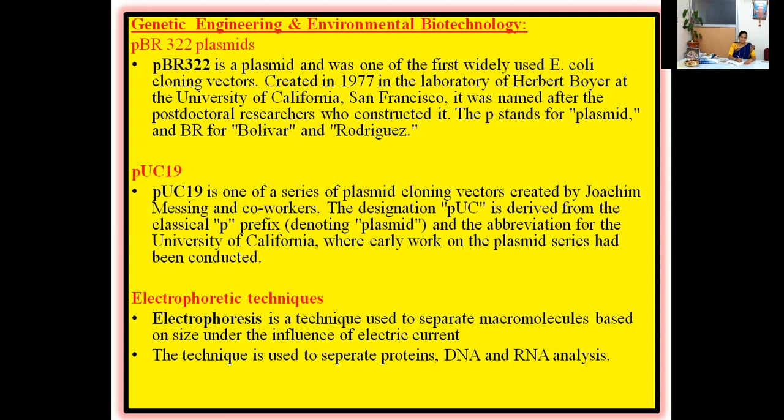Next one is PUC19. Here PUC19 is one of the series of plasmid cloning vectors. When I say a series of plasmid cloning vectors, there are many other PUC vectors. It was created by Joachim Messing and co-workers. The designation PUC is derived from the classical P prefix, denoting plasmid, and the abbreviation UC, that is University of California, where early work on the plasmid series had been conducted.